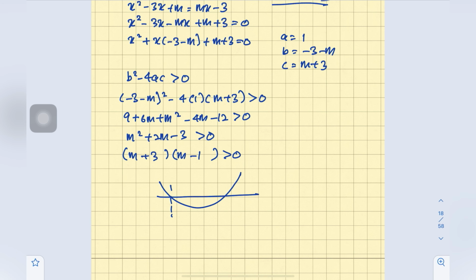So for this one, negative 3. For this one, 1. Since it is more than 0, it is the outer sides. So for the left side, the range is m less than negative 3. For the right side, m more than 1. So these are the range of values of m.